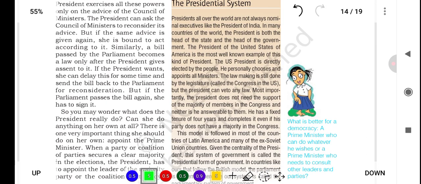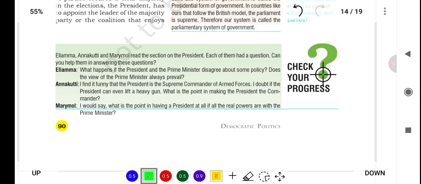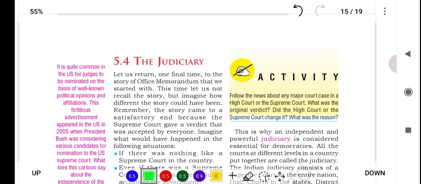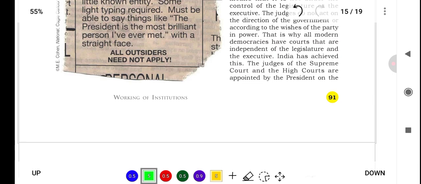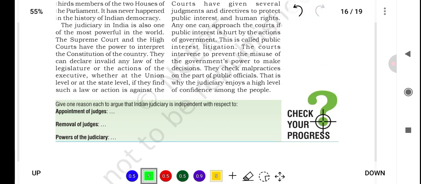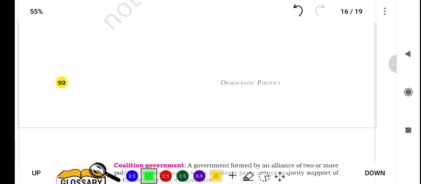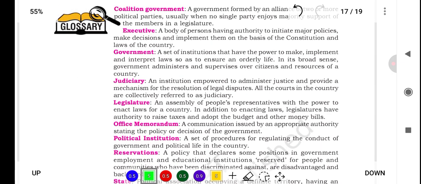The presidential system. If you want, you can pause the video and have a look at it because this system is followed in the USA right now. Then green box. The judiciary. Then another green box. Then the glossary section. You can pause the video and read the terms individually because they will help you in better understanding and it will bring more clarity in your concept.